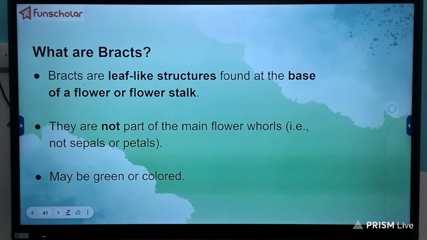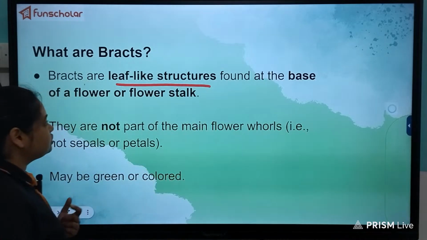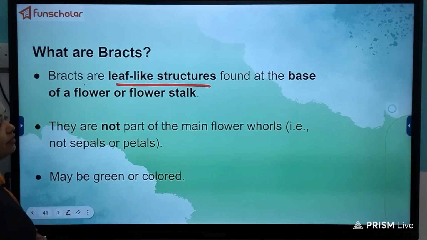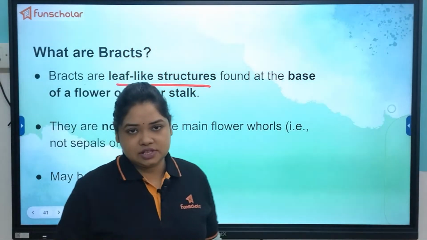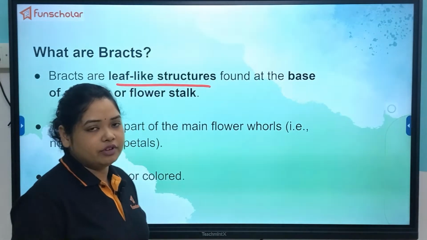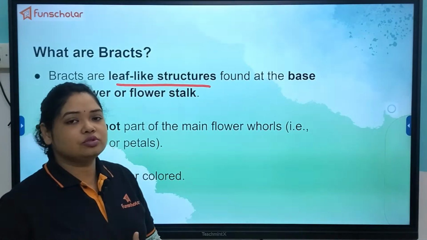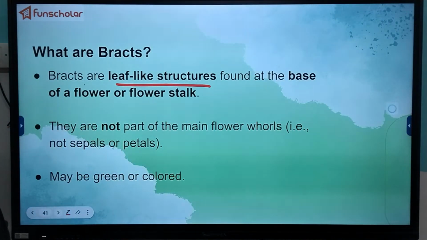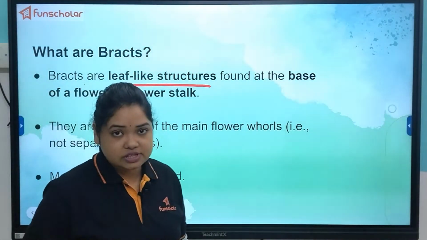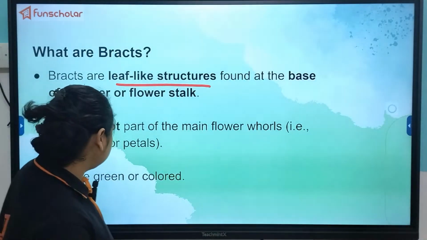Now coming to the next unique feature of flowers, that is the bract. What are bracts? They are leaf-like structures which are found at the base of a flower or on the flower stalk. So they are more like the scale leaves, which are found as a modification of the leaves. We have seen the scale leaves. So the bracts look like the scale leaves, and they are not part of the main whorls, that means the four major whorls. They are outside the four major whorls.